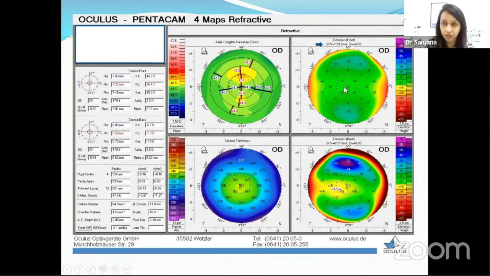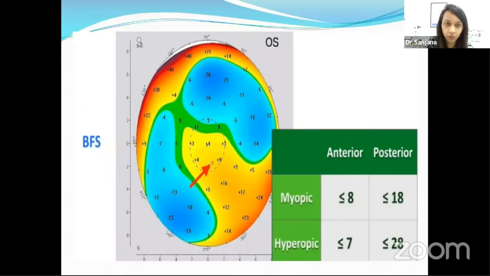Now in this, we have certain values which are in plus, which indicates that this is above the BFS, and certain values which are in minus, which indicates it is below the BFS. And again, there are multiple values mentioned here. We need to know what the normal values are. And this again depends on whether we choose a BFS or the best fit toric ellipsoid mode. Now, if we're choosing the best fit sphere mode, we have the cutoff values here. That is, for anterior, it should be less than or equal to 8, and posterior should be less than or equal to 18.